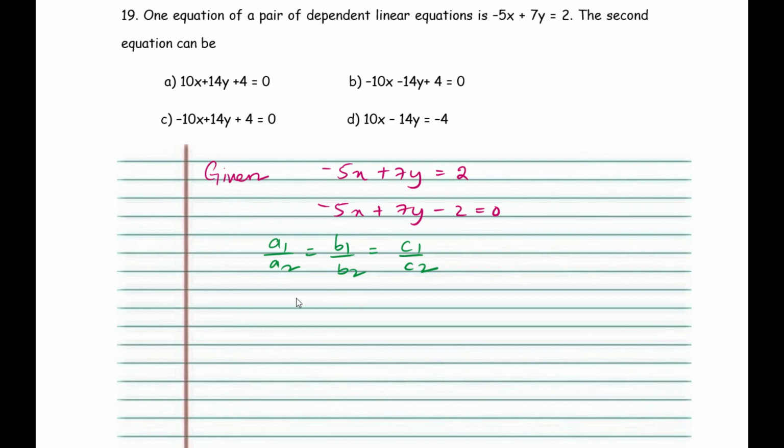That is, the ratio a1 by a2 is minus 1 by 2, b1 by b2 is minus 1 by 2, and in the same way c1 by c2 is minus 1 by 2. Therefore the correct answer is option D, 10x minus 14y equals minus 4. It should satisfy the condition a1 by a2 is equal to b1 by b2, which is equal to c1 by c2.